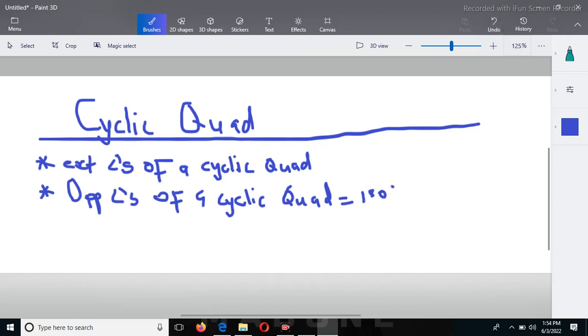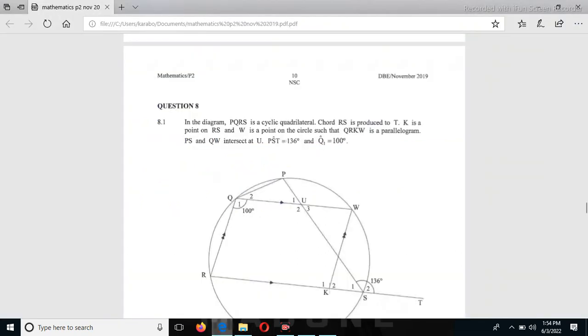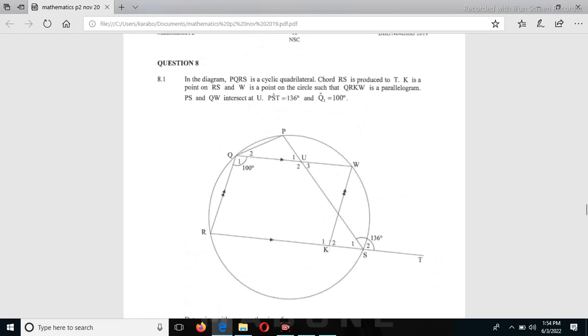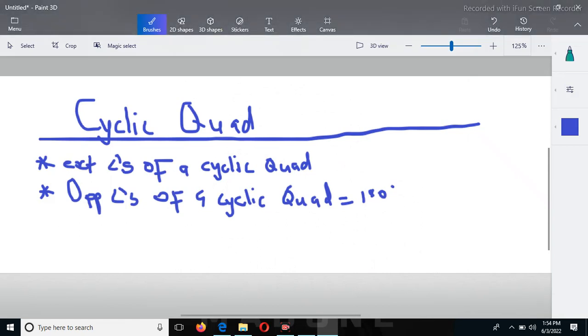So every time you see a cyclic quad, you have to tell your brain that there's a possibility that you're going to find exterior angles of a cyclic quad, and you're also going to find opposite angles of a cyclic quad. That's what you should think of every time you see that. Now let's go back to our question. We were told that PQRS is a cyclic quad, which means somewhere along the line we are going to use these two. Now let's move on.